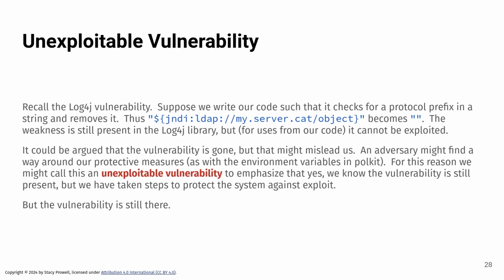Now, it could be argued that the vulnerability is gone because we've explicitly closed the loophole, but I think that can be misleading. An adversary could find a way around our protective measures, and as an example of that, we just did that using Polkit. Right? We found a way around the protective measures protecting you against malicious environment variables in order to set one and become root. So, we could call this an unexploitable vulnerability, which is to emphasize that, yeah, we know the vulnerability is still there, but we've taken steps to protect the system against it.